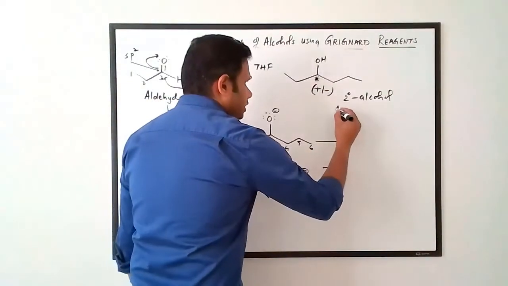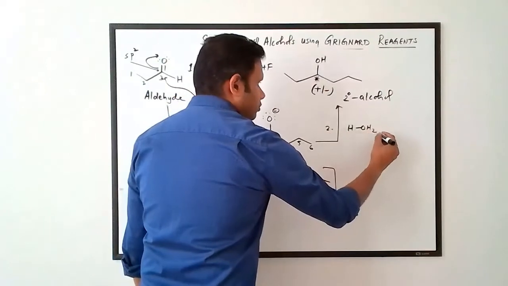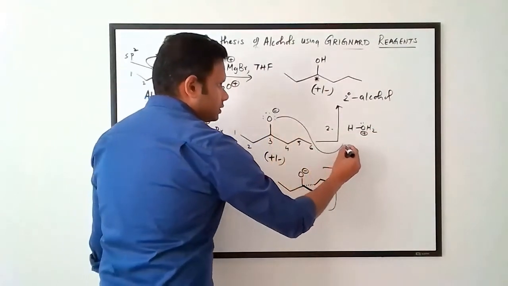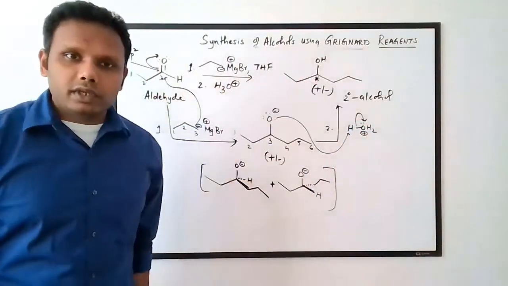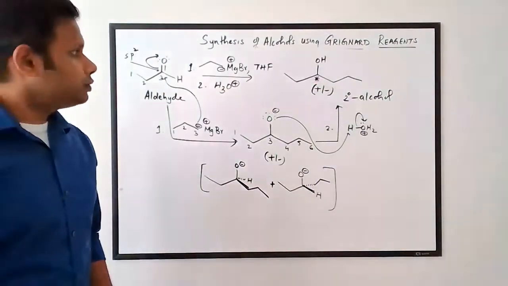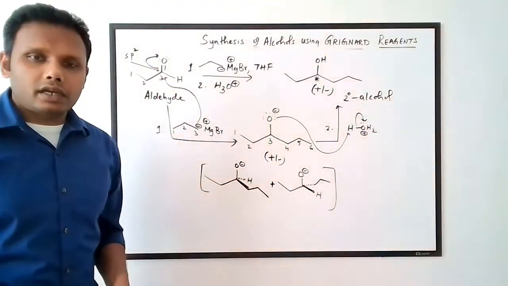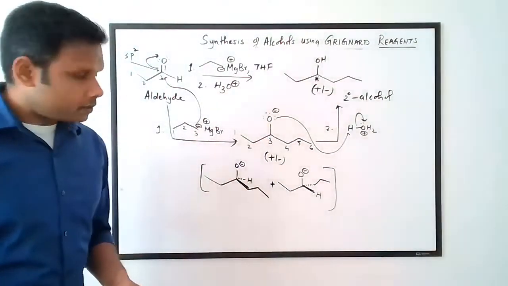And then in the second step here, this is getting protonated. So the oxygen is going to get protonated, and that will give you the secondary alcohol. So that's how you make the secondary alcohol starting from an aldehyde. An aldehyde is always going to give you a secondary alcohol as a product.